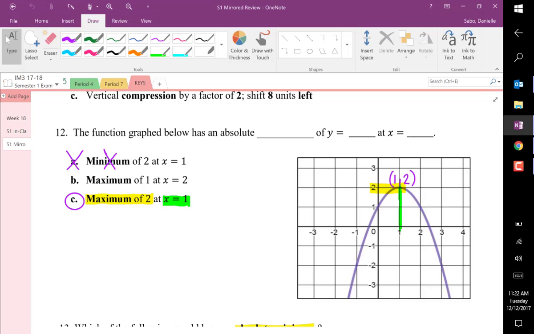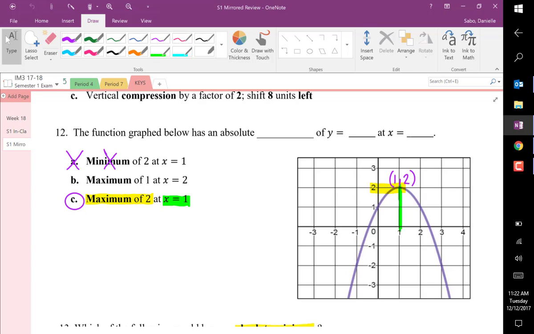Now, look at how I did it. I labeled that my x value is 1 and my y value is 2. Look, it literally says x equals 1. I know it's written weird. You're used to just writing it in order, but the max value is 2. Your max values are always going to be your y's.